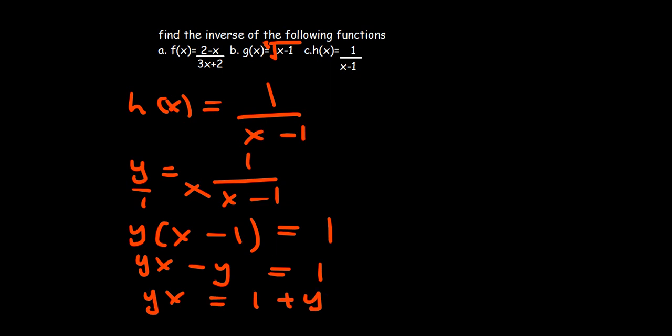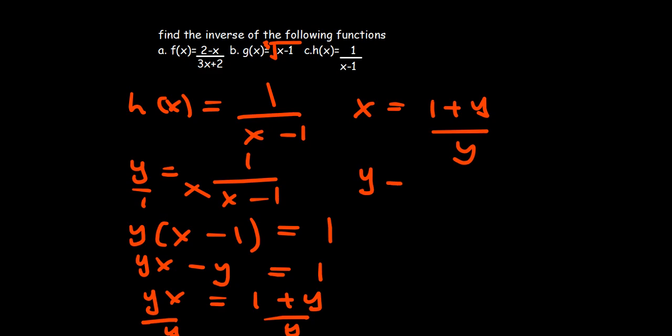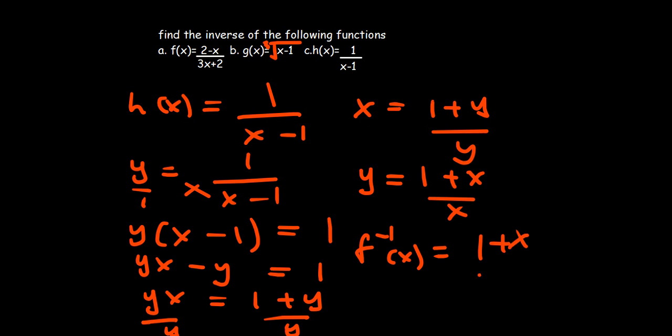Then I can divide by y on both sides. Then I will get that x is equal to (1 plus y) over y. Then where there's x, I'll replace it with y, and where there's y with x, they will swap. So that will be y is equal to (1 plus x) over x. So then where there's y, I'll put h inverse of x is going to be equal to (1 plus x) over x. So that's how we find the inverse.